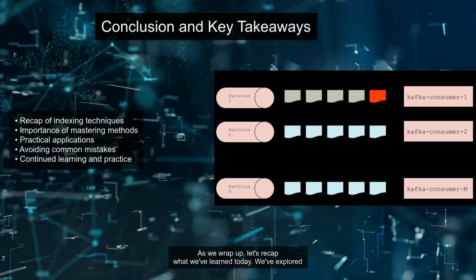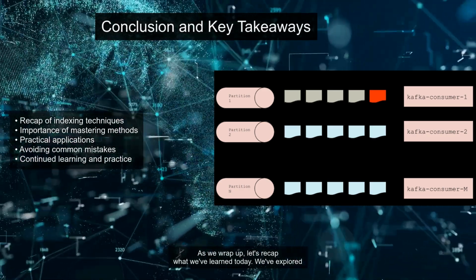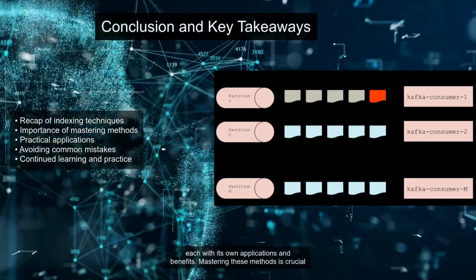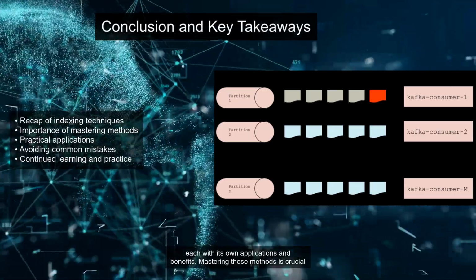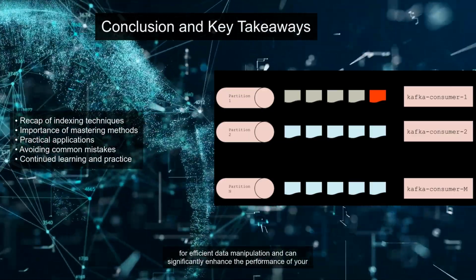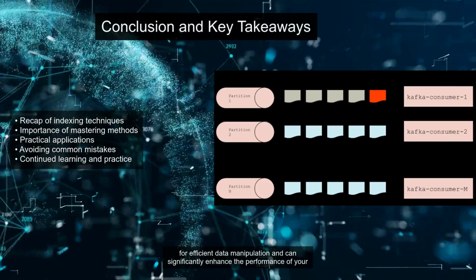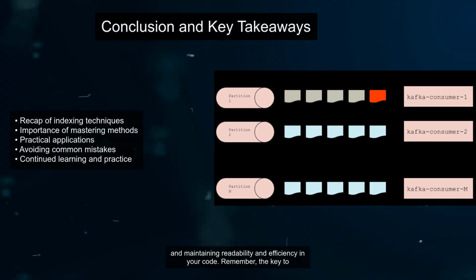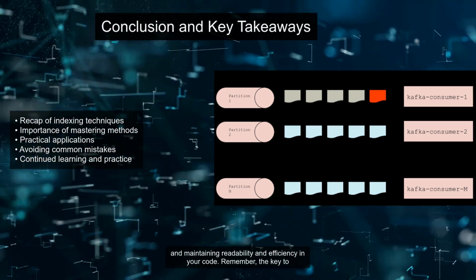As we wrap up, let's recap what we've learned today. We've explored a variety of tensor indexing techniques in PyTorch, from basic to advanced, each with its own applications and benefits. Mastering these methods is crucial for efficient data manipulation and can significantly enhance the performance of your machine learning models. We've also discussed the importance of avoiding common pitfalls and maintaining readability and efficiency in your code.